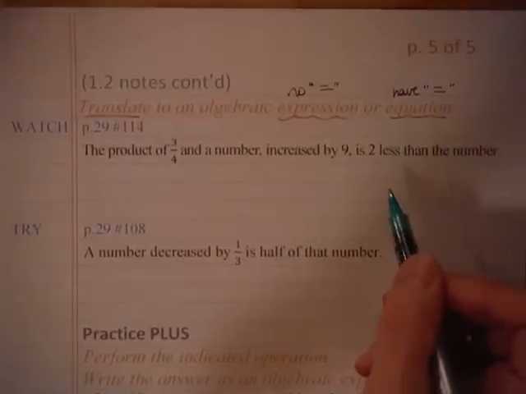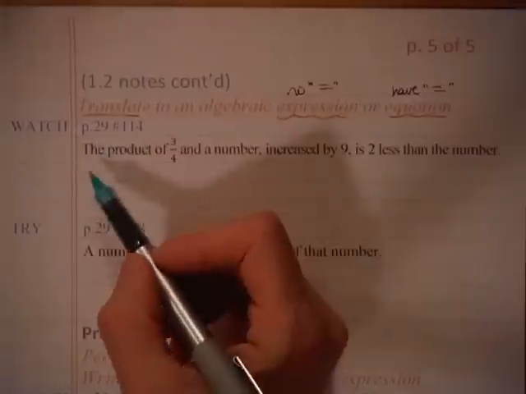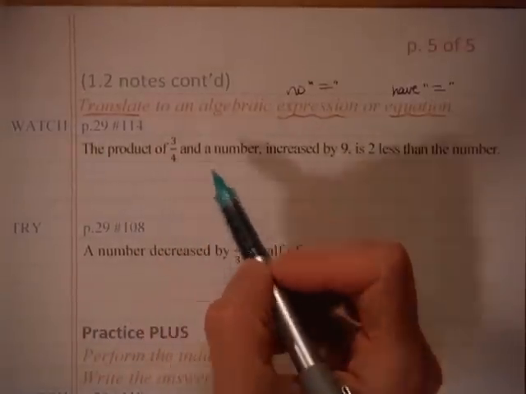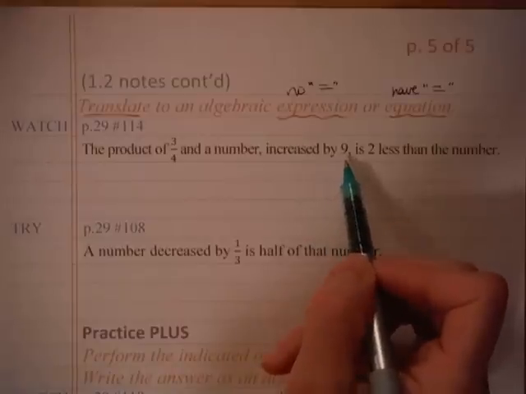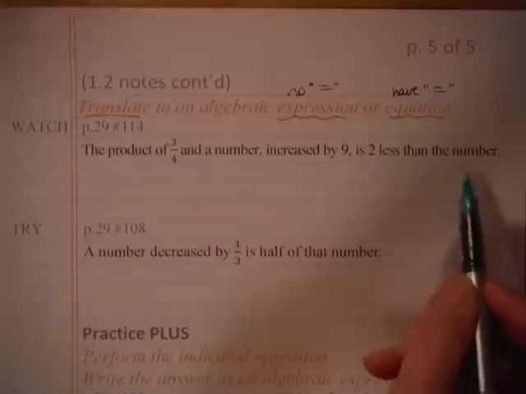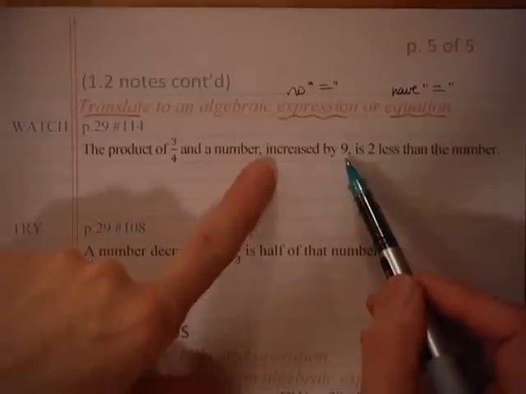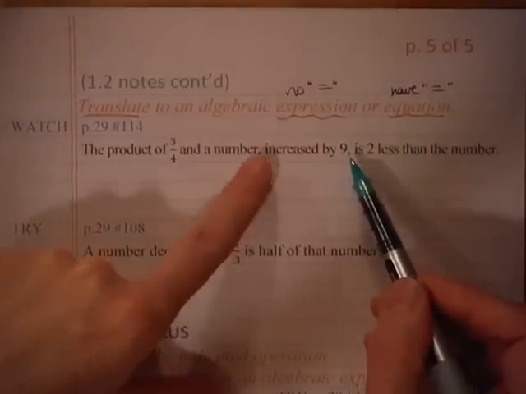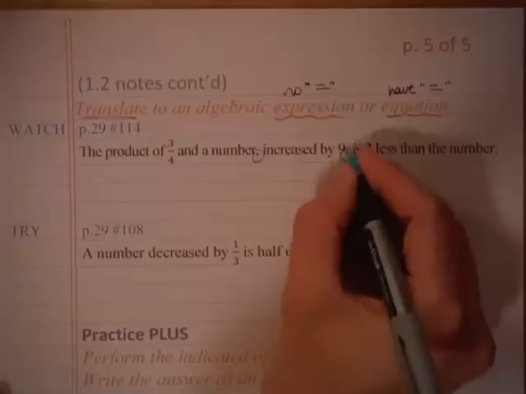Keeping in mind we're just going to read, take this very calmly and breathe deep, read it again, and then start focusing in on our goal of translating by looking for keywords and information. Here's our first read. The product of 3/4 and a number, comma, increased by 9, comma, is 2 less than the number. Those commas are there. Remember, they are important. We learned in the last section it makes a difference. These commas are going to set this apart.